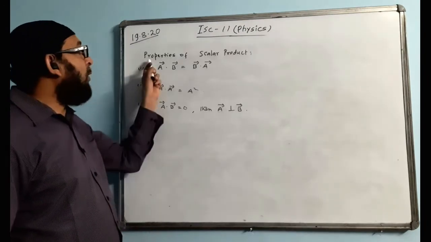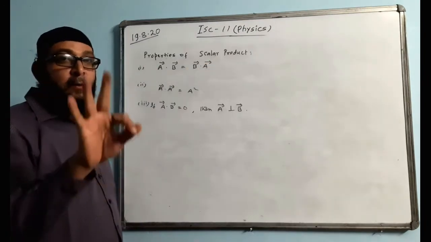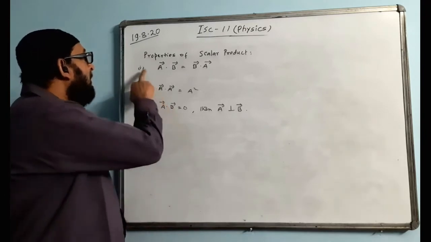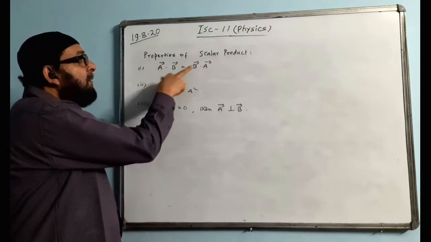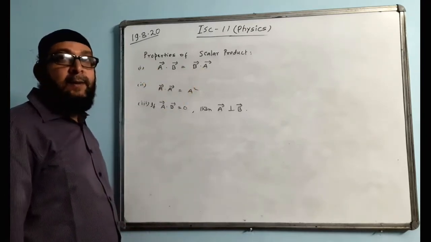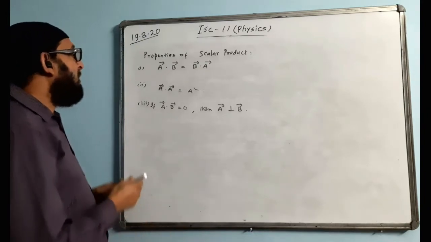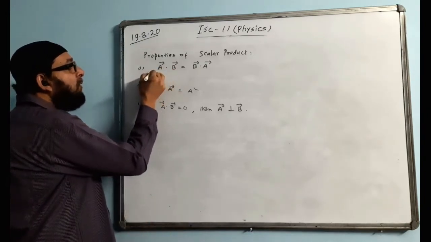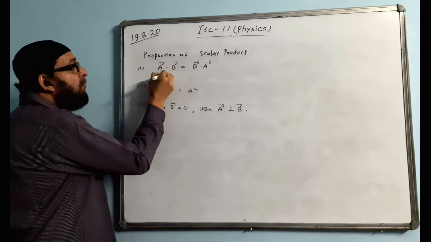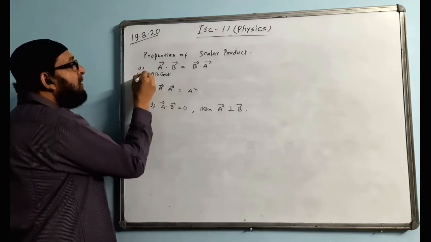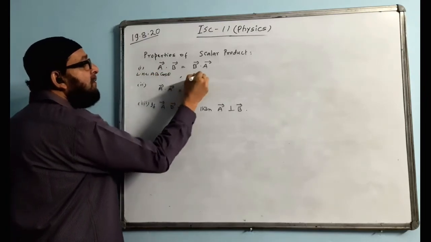Now you see the properties of scalar products. Important properties. There are 3 of them. First one is A dot B will be equal to B dot A. And the logic is like this. How to prove? A dot B formula will be written as AB cos theta. This is the value of LHS. RHS will be written like this.